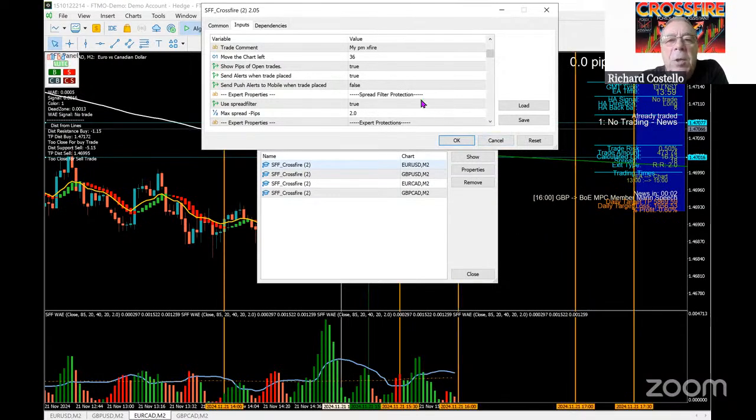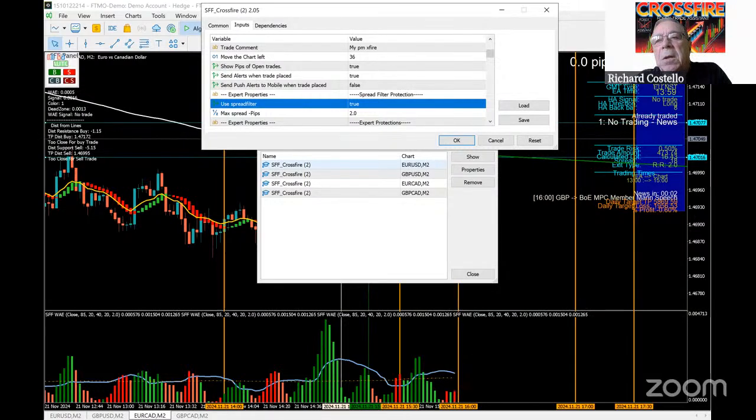The spread filter protection, I'm a big believer in this. You can click that to false and it won't apply this, but if you've got it on true, my trading assistant only takes trades when the broker spread is 2 pips or less. So at the minute you can see that it's saying 18, that's actually 1.8 pips. Those are points, not pips. So this pair is still within my acceptable range.